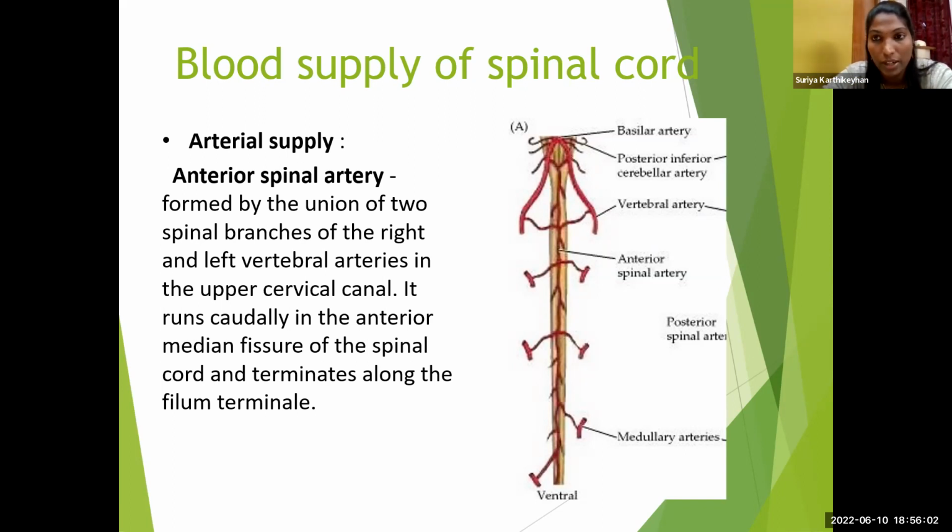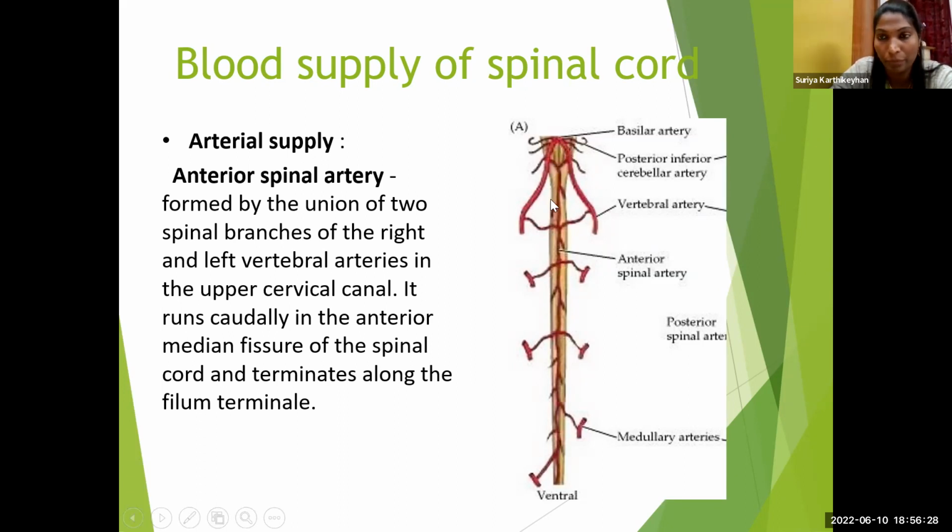So these vertebral arteries on either side will extend up through the transverse foramina of the cervical vertebrae. They unite to form the basilar artery. So there are two vertebral arteries, one on either side, and after entering the foramen magnum, they unite to form the basilar artery. Before formation of the basilar artery, they give numerous branches.